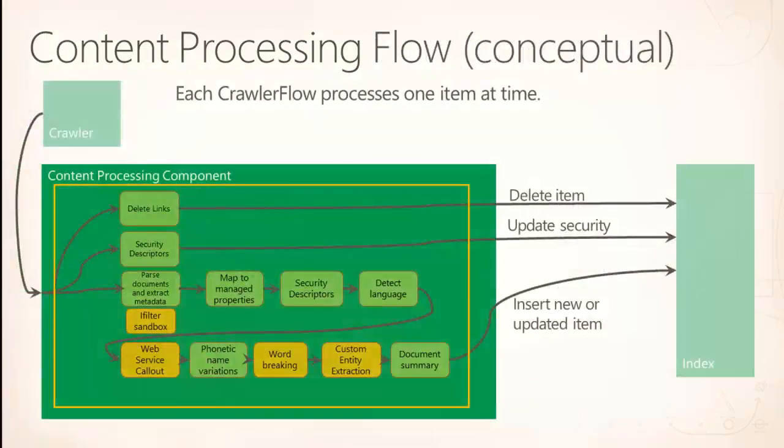So we have a simple conceptual example here of a typical flow inside the content processing component. On the top here, you can see two very small steps, delete links and security descriptors. What this does is partial updates, very quickly, into the index itself. So it can quickly pick up deletes, which is a simple operation, and also security descriptors. So we can really efficiently and rapidly populate ACL changes from the content. When you change the ACLs on your documents and site collections, you can get that populated in the index itself.